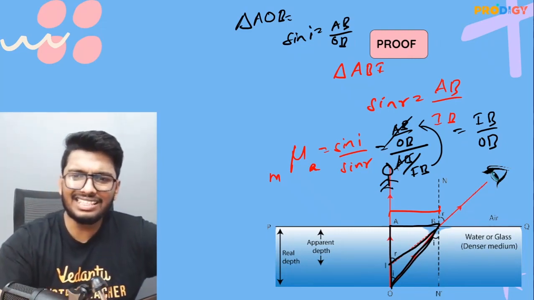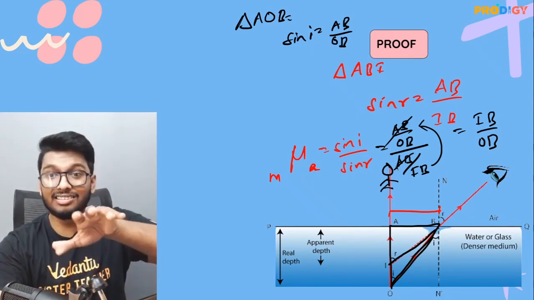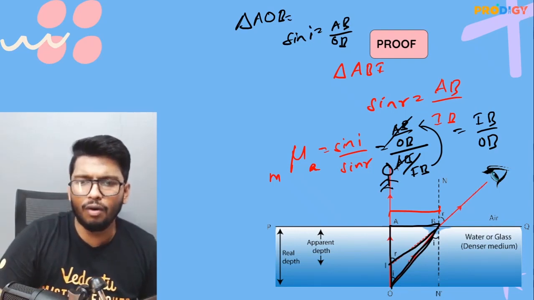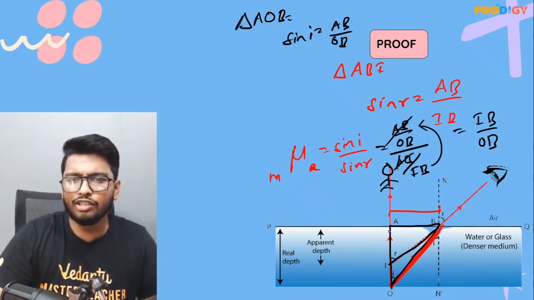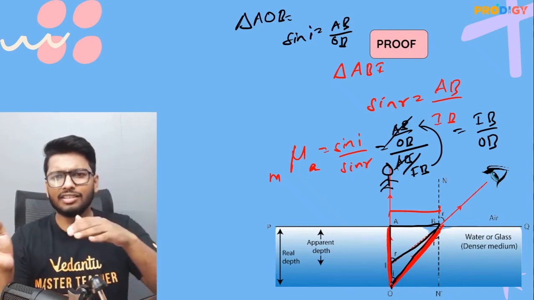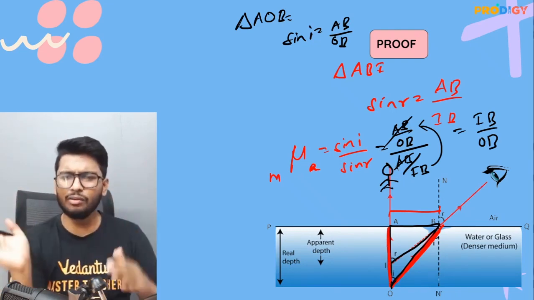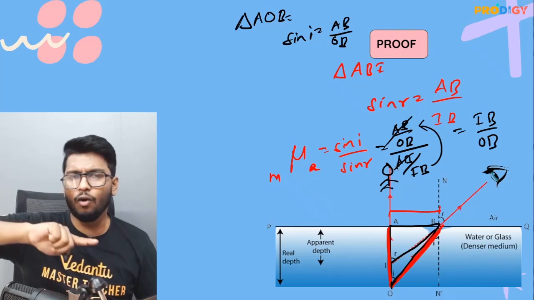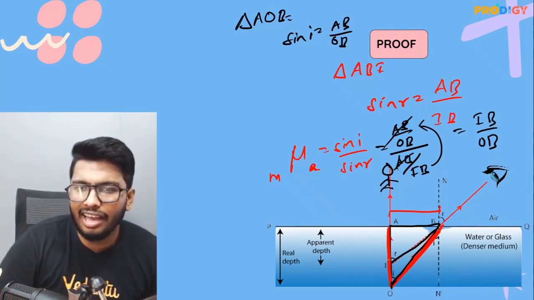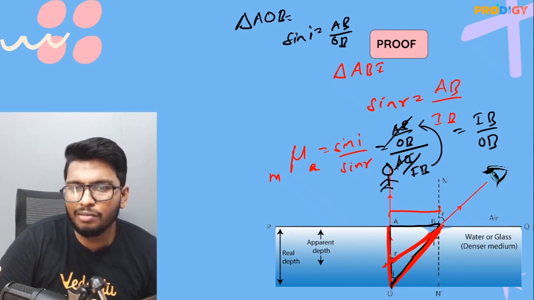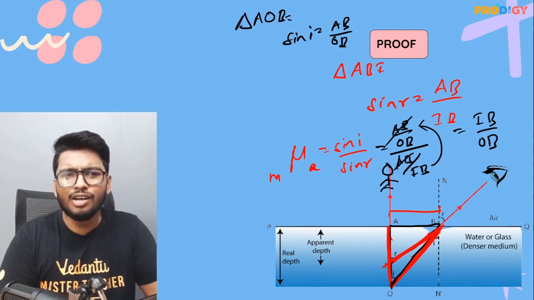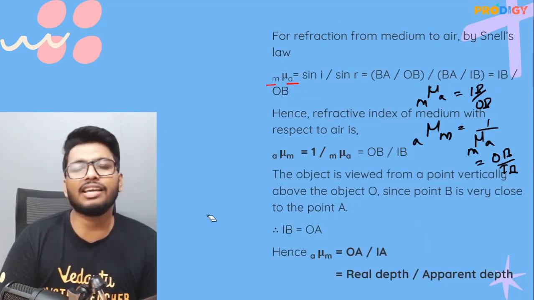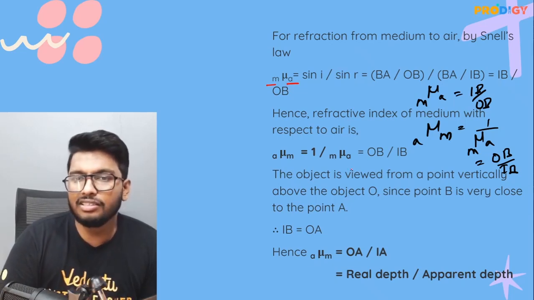So what I can do is say that this distance OB is almost equal to OA, because that distance is almost equal. Because it's very, very small, I can say that the distance OB that you have is nothing but OA. And here again, this distance IB is nothing but IA, because they're very, very close to each other. So I'm going to substitute that in my equation, and this is what I'm going to get.